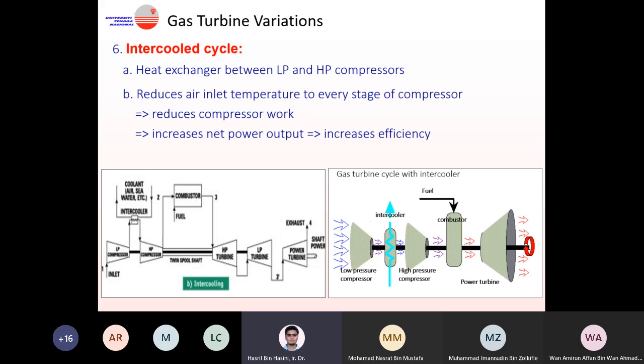So that is called intercooling. You are using some medium, maybe water or coolant or seawater, just to cool down the compressed air that goes into every stage of the blade. So the main objective of the intercooling system here is just to reduce the amount of compressor work.